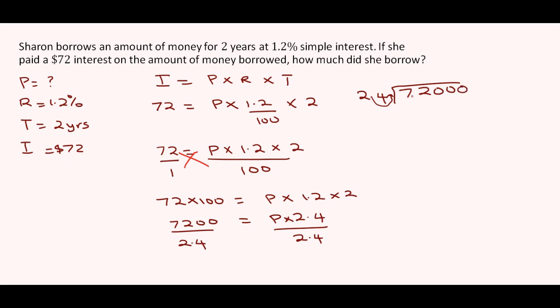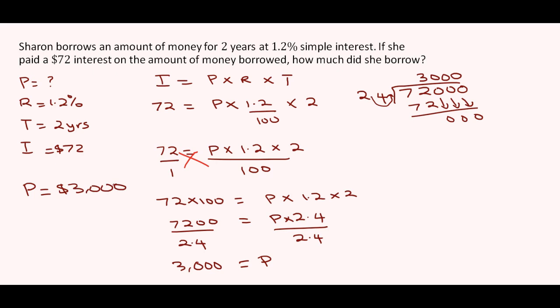So 72 divided by 24, we have 3. 3 times 24, we have 72. And then I'm going to bring down, I'm just using a shortcut here. And so I'm going to just put these zeros here. So therefore, 3,000 is equal to P. So our principal is $3,000.